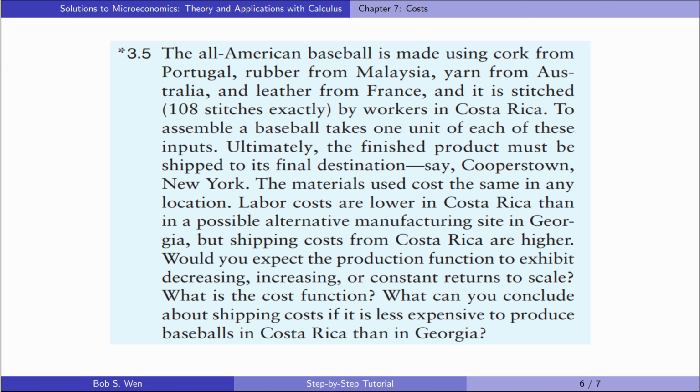The materials used cost the same in any location. Labor costs are lower in Costa Rica than in a possible alternative manufacturing site in Georgia, but shipping costs from Costa Rica are higher. Would you expect the production function to exhibit decreasing, increasing, or constant returns to scale? What is the cost function? What can you conclude about shipping costs if it is less expensive to produce baseballs in Costa Rica than in Georgia?